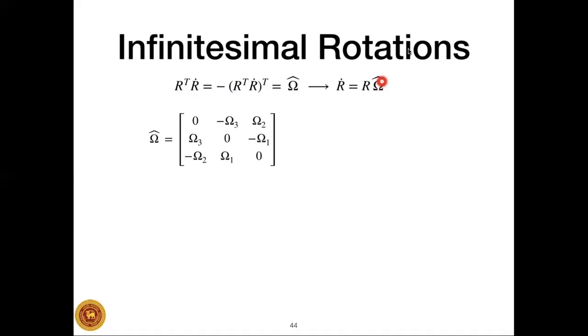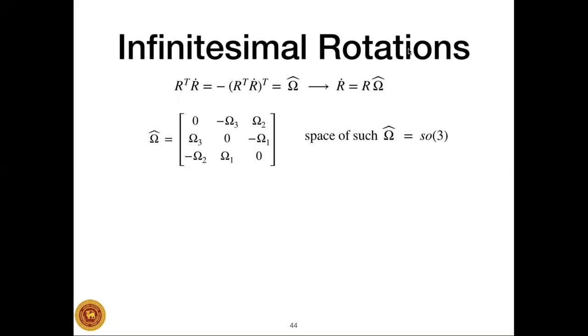So omega hat is a skew-symmetric matrix. The most general skew-symmetric matrix has only three independent elements. Its diagonal is 0. So if you have omega 1 here, minus omega 1 here, this is omega 1, omega 2, minus omega 2, and minus omega 3, then this is omega 3. We will denote the space of all such 3 by 3 skew-symmetric matrices by the small case so(3). This is the standard notation used for representing this space of matrices.